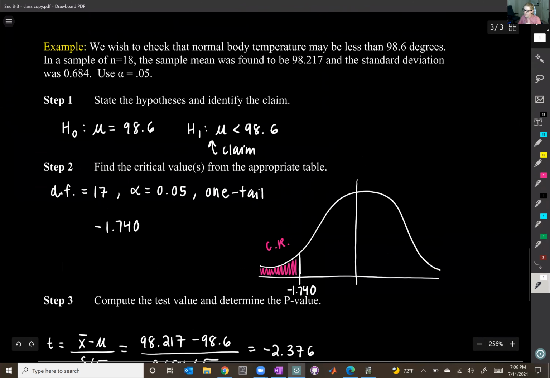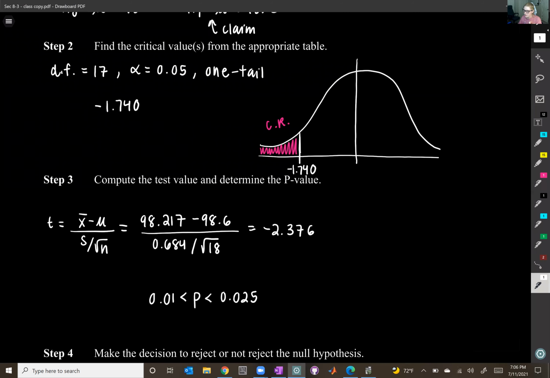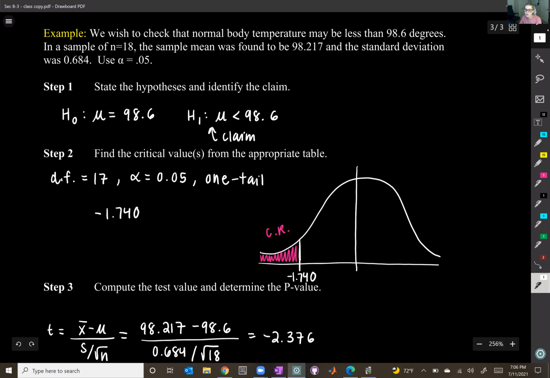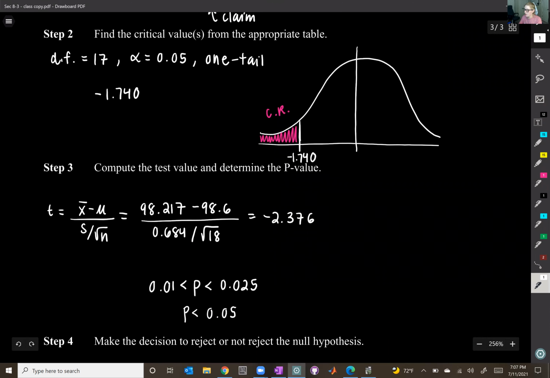Okay. Right after that, our alpha level is 0.05. And remember, we can reject the null hypothesis if the p-value is less than alpha. Well, if p is between 0.01 and 0.025, automatically we have that p is less than 0.05, which is great because that means we are able to, in fact, reject the null hypothesis. But like I promised, I'm going to show you using your calculator, which will give you an actual p-value.